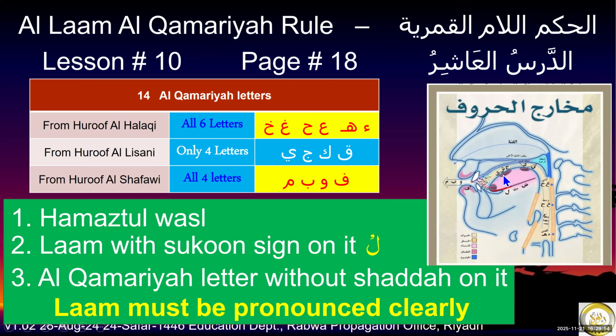Because sheen is with the Shamsiya, you cannot take sheen in the Qamariya letters. Leave this one. So these 4 letters plus these 4 letters plus these 6 letters all together is 14 letters. Huruf al-halaqi 6 letters, Huruf al-lisani 4 letters, Huruf al-shafawi 4 letters. All this together is 14 letters. This is the easy way to remember the huruf al-halaqi. If you don't want to remember, just see the signs on it.